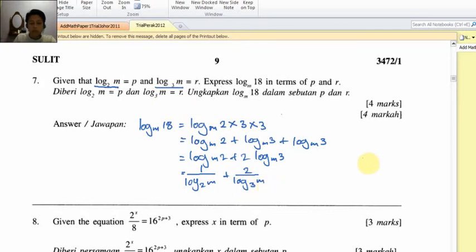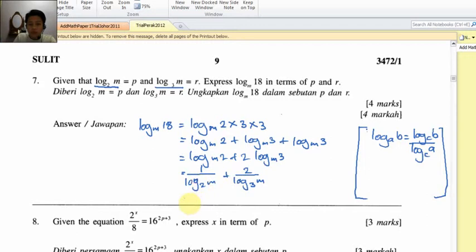Why? Because we know a formula, I put it aside here: log b to the base of a is equal to log b to the base of c over log a to the base of c. c can be any constant. Okay, this is a formula that we should know.